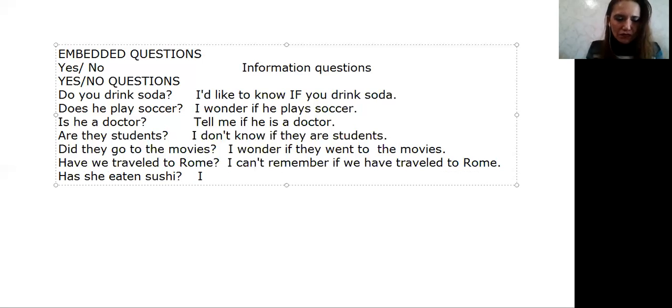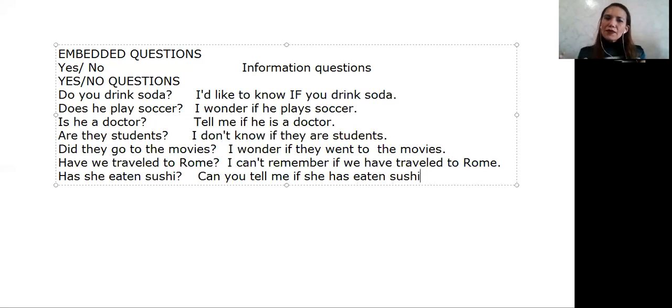Can you tell me, and this is another form to do an embedded question to make it more formal, but this is actually a question. I have to write down a question mark, okay? Can you tell me if, it's a yes/no question, if she has eaten sushi? So you see, I'm going to change has she for she has because it's now a sentence. Okay, so this is how we are going to be transforming yes/no questions into embedded questions.